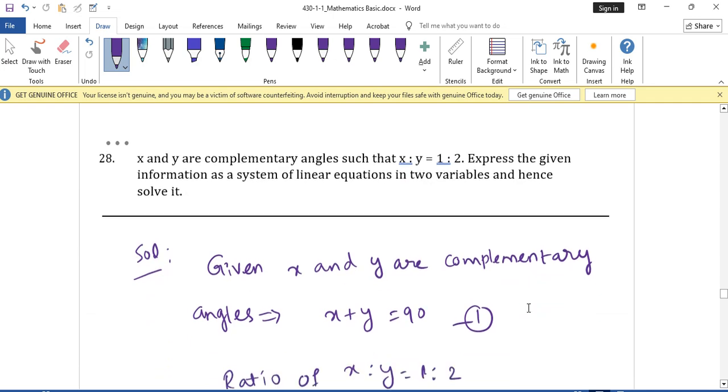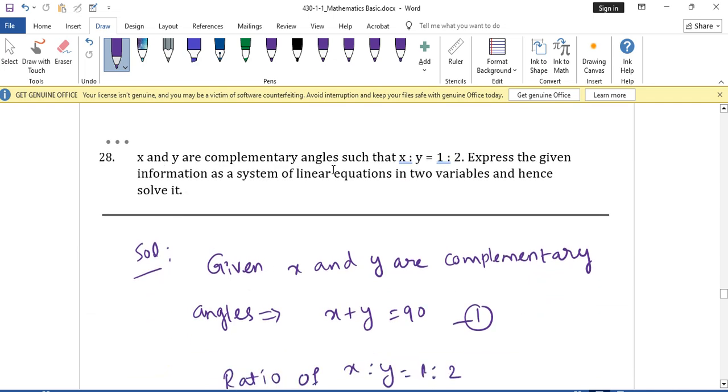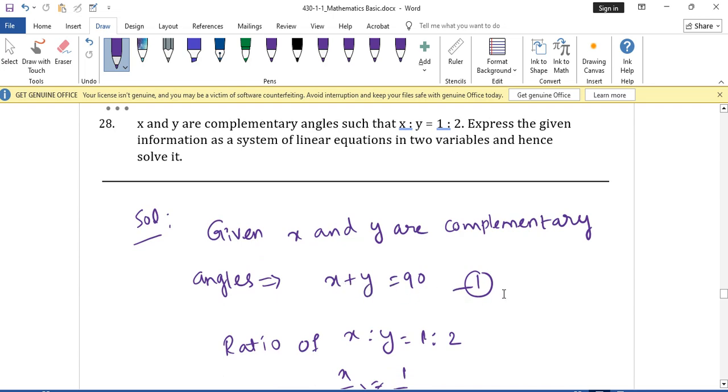Next question. Here x and y are complementary angles such that x is to y is equal to 1 is to 2. Express the given information as a system of linear equations in two variables and hence solve it. He has given one hint: x and y are complementary angles. The sum of complementary angles is equal to 90 degrees. See here, x plus y is equal to 90 degrees, that is the first equation. And he has given one more ratio, that is x is to y is equal to 1 is to 2.